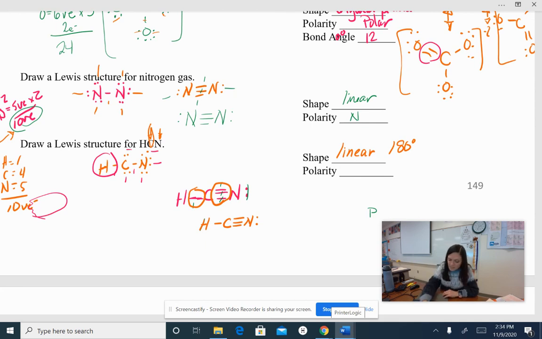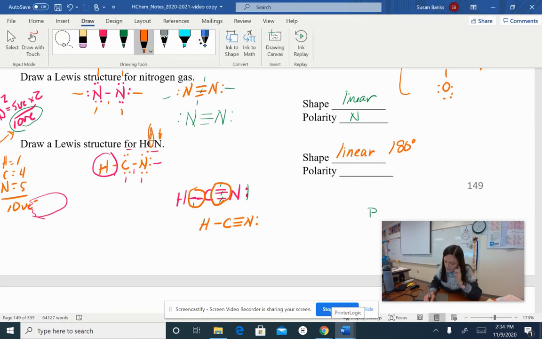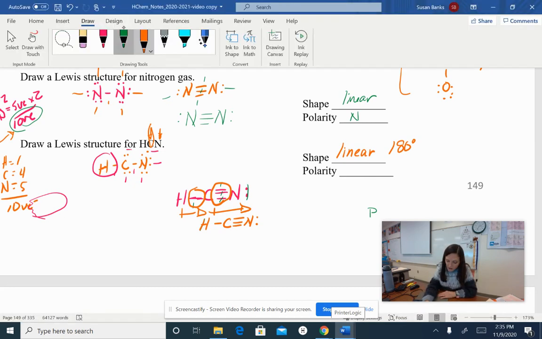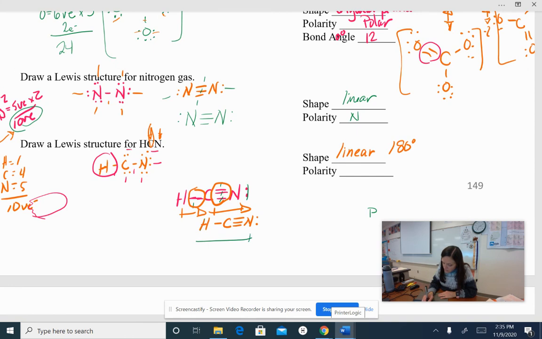Now polarity. Carbon is more electronegative than hydrogen, and nitrogen is yet more electronegative than carbon. So we are going to have an overall pole going like this, where we have a partial positive on the hydrogen end and a partial negative on the nitrogen end. So this will be a polar molecule.